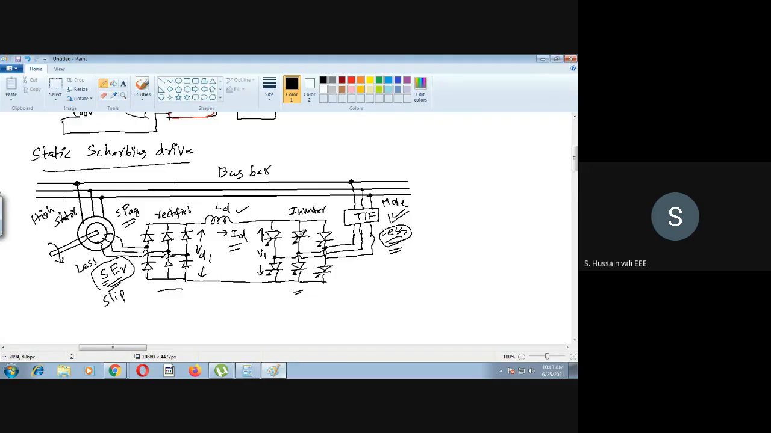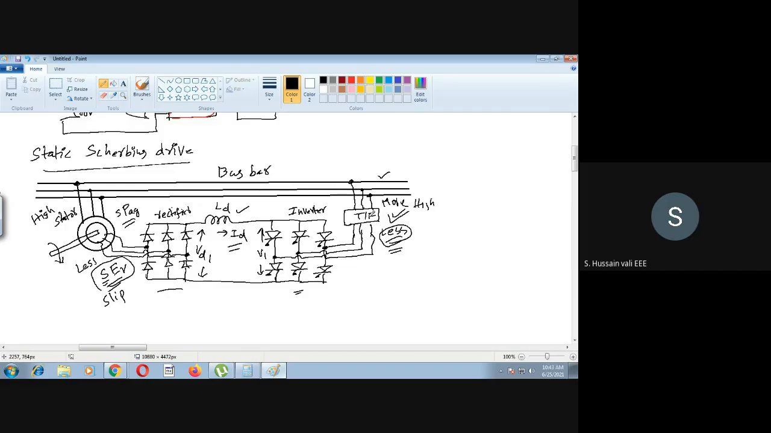You are not giving any kind of boosting here. So that boosting should be done using the transformer. Then only you will get the high voltage here, so that high voltage will match with the bus bar voltage. Then it will be connected directly. So you need a transformer to step up this voltage. I hope you understand why you want to step up the voltage, because the rotor voltage is lesser.